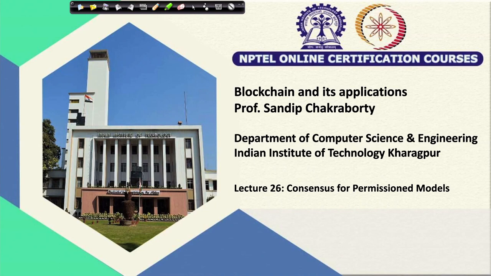Now, today we are going to move towards the consensus models for permissioned blockchain. So, we are going to see how we can achieve consensus in the context of a permissioned blockchain model, and we will see the different ways we can develop the consensus architecture for a permissioned blockchain network.